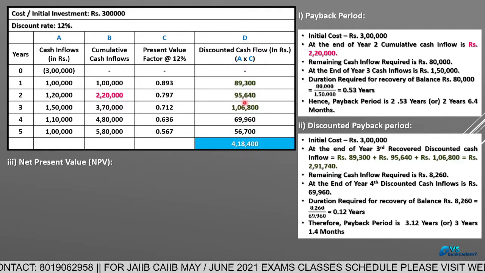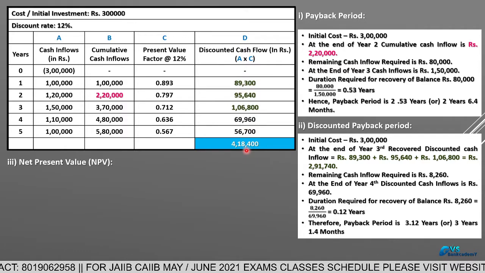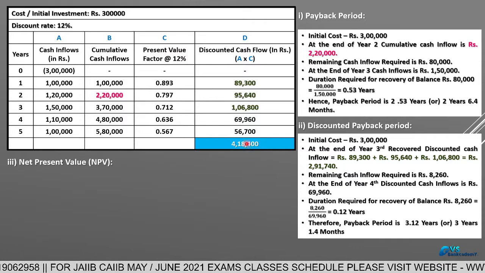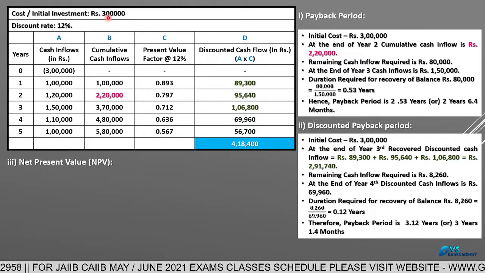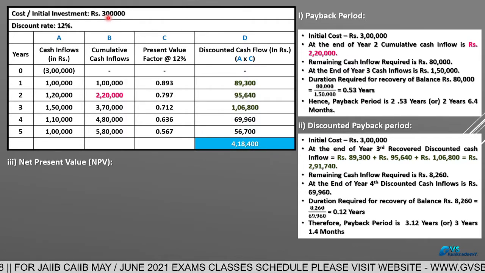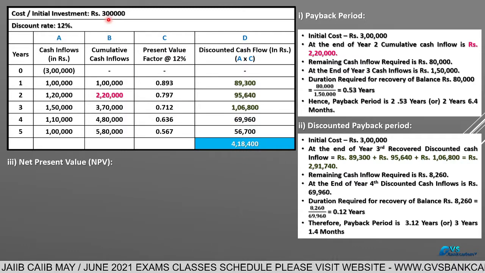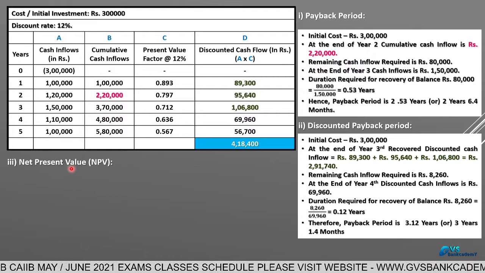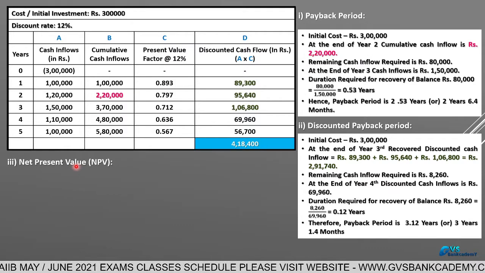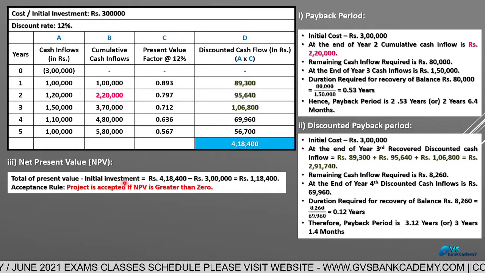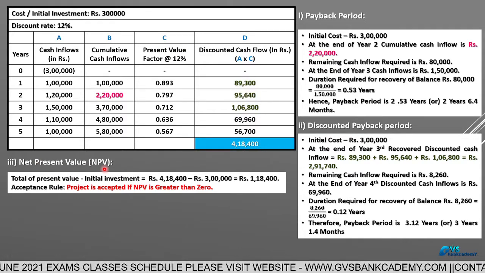Today's value. From today's value of total cumulative cash flows, we are deducting the initial investment. Total present value minus initial investment, you will get the net present value. Net present value is equal to the formula: total of present value minus initial investment.